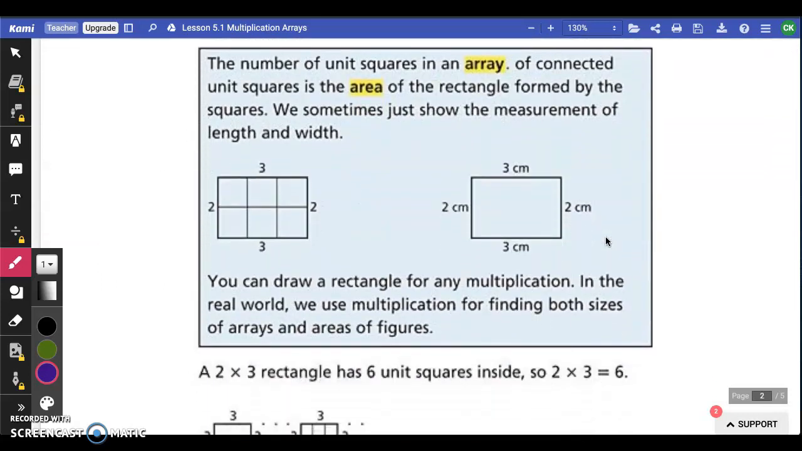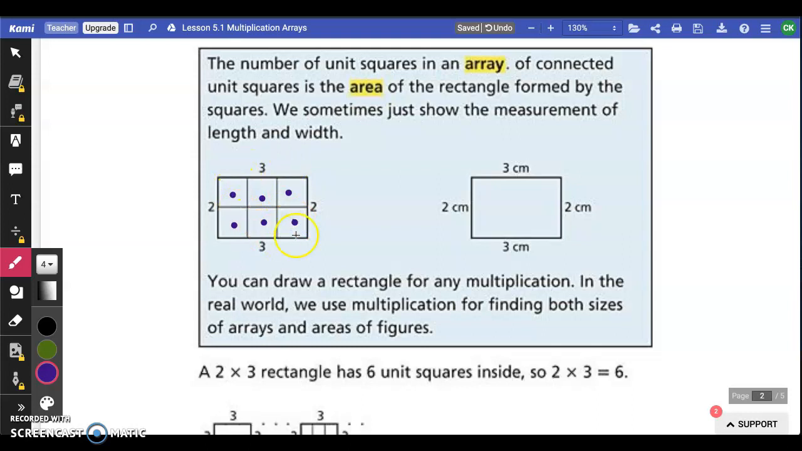So, you're all familiar with an array. The number of unit squares in an array of connected unit squares is the area of the rectangle formed by the squares. We sometimes just show the measurement of length and width. So what you can see here is the 2 by 3 array, and it has the unit squares inside. I could go ahead and count how many squares there are and come up with 6, in which case my area would be 6.